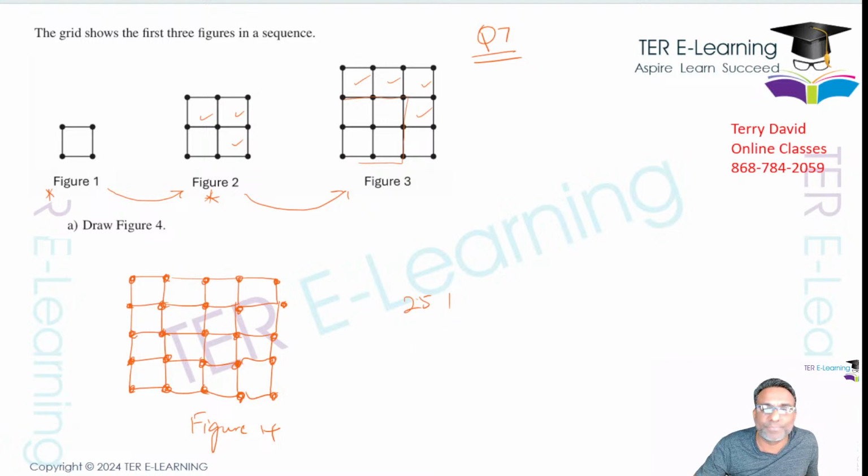So dots is 25. The area, in this case, is going to be 1, 2, 3, 4, which is 16. And the number of lines is going to be, let's see how we're doing this. 1, 2, 3, 4, 4 for the 16.